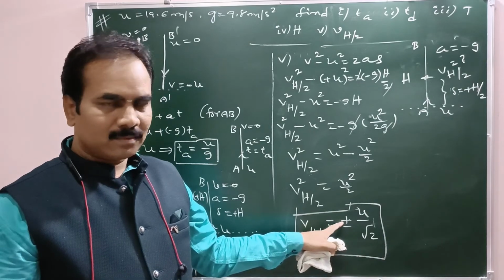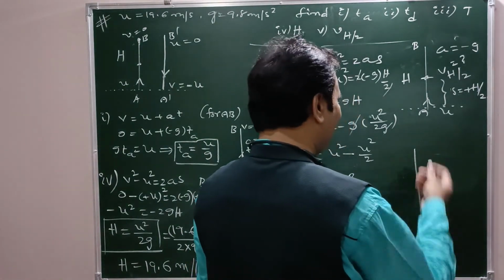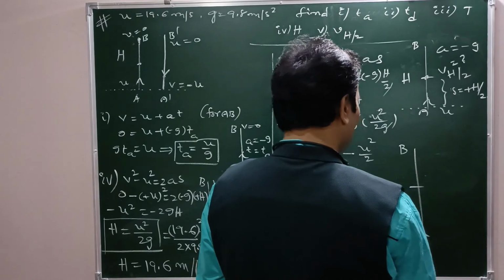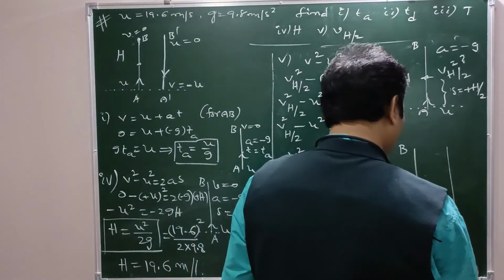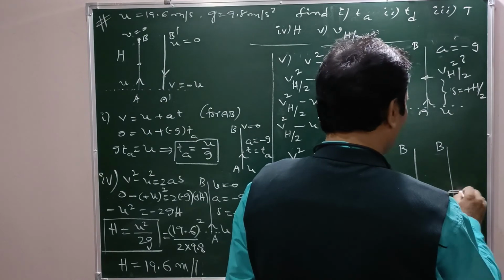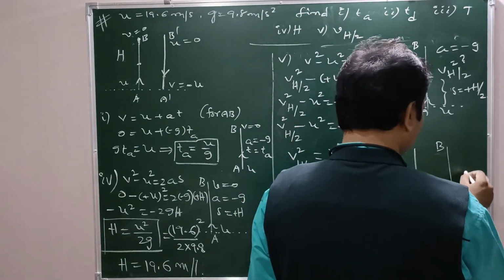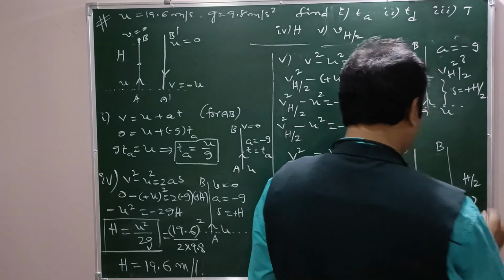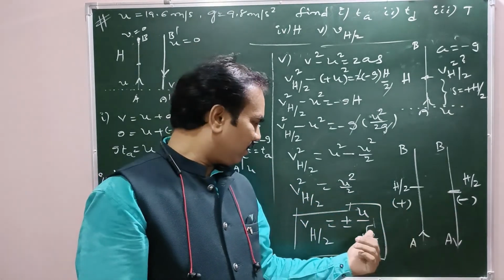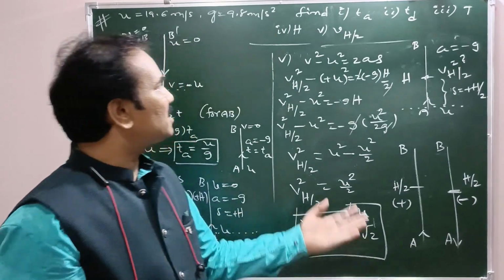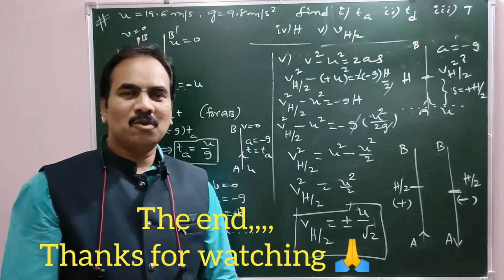Positive sign is while going up, negative sign is while coming down. Suppose this is the segment while going up, A to B, half of the maximum height. While going up, positive sign. While coming down, from B to A, take the same formula with the negative sign. Here also h by 2. So positive sign is to be taken while going up, and negative sign is to be taken while coming down. So that's how you can have velocity at half of the maximum height equal to plus or minus u by root 2.